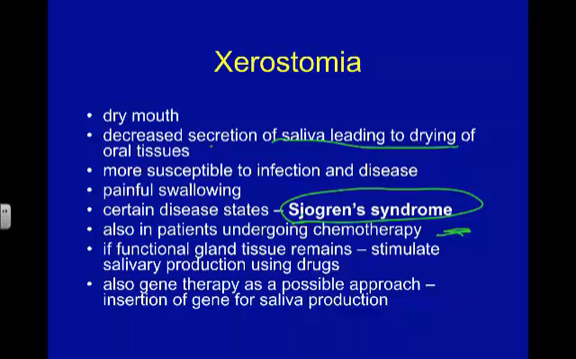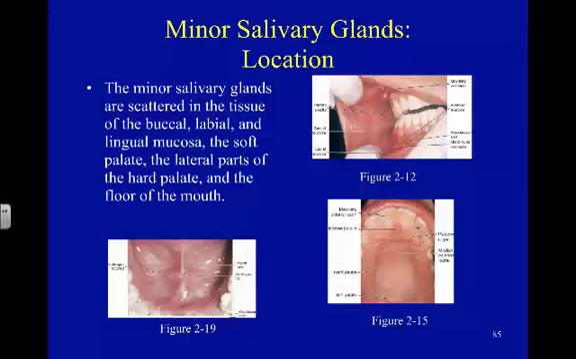And so what we want to do is stimulate salivary production. You can use, again, as I pointed out to you before, sugar-free candies, or you can use artificial saliva, or there's a drug called pilocarpine. Pilocarpine can be used to stimulate salivary gland production. We are also now experimenting with various components of gene therapy.